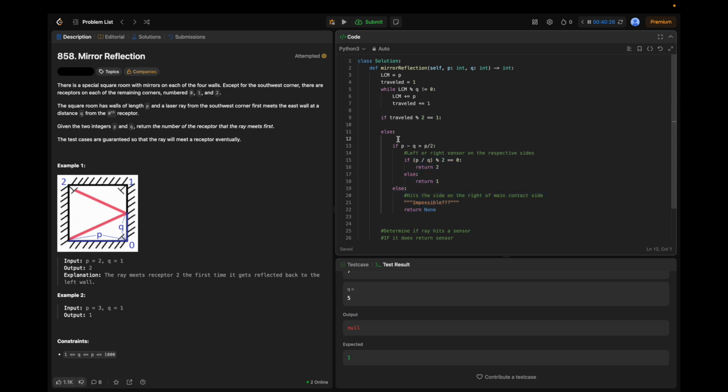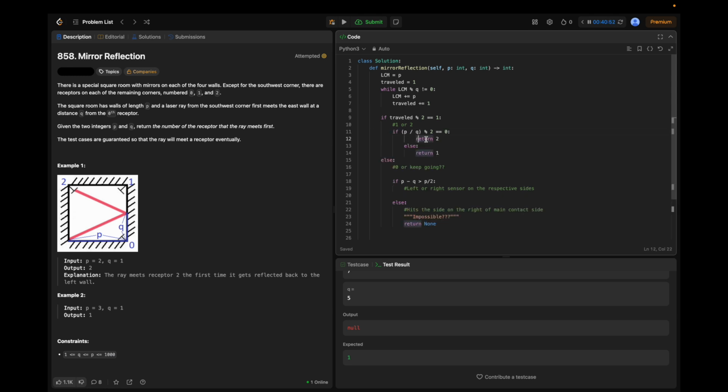else it would hit 1 or 2, 0, or keep going. Well, okay, and then we go here. Let's copy paste this code. So I know it's gonna be 1 or 2, so let me just think through this quickly before I let it run.